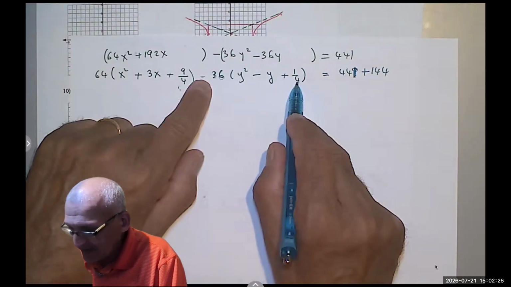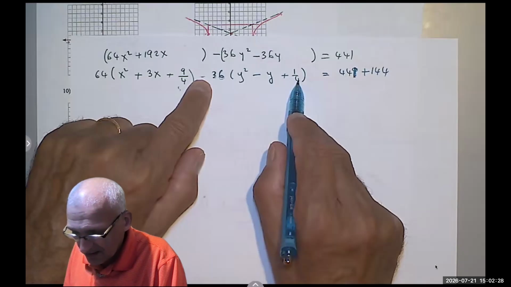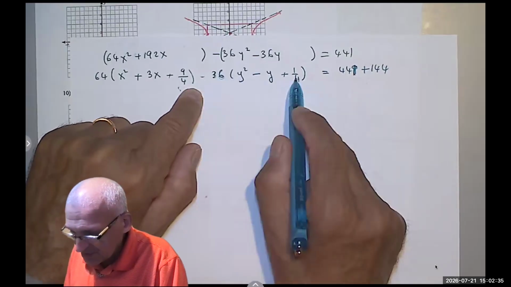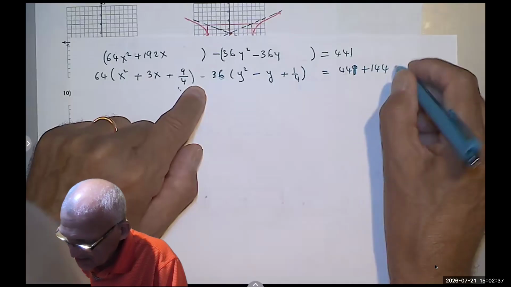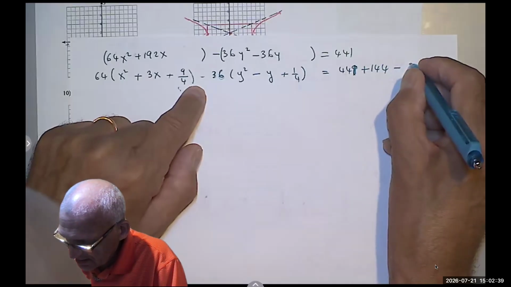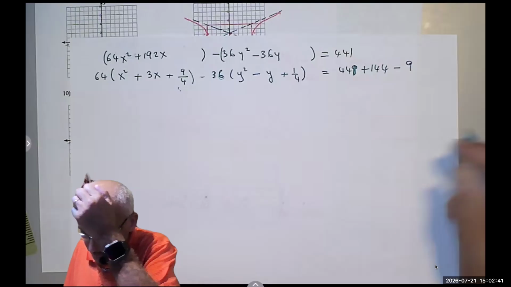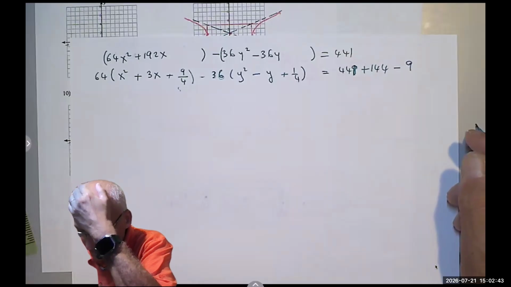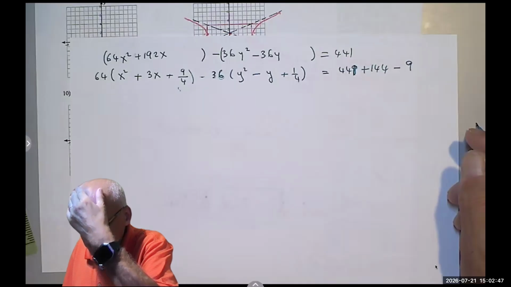I subtracted 9. Do you see that? I subtracted 9. -36 times a quarter is -9. So I have to subtract 9 from both sides. Did I do this correctly?